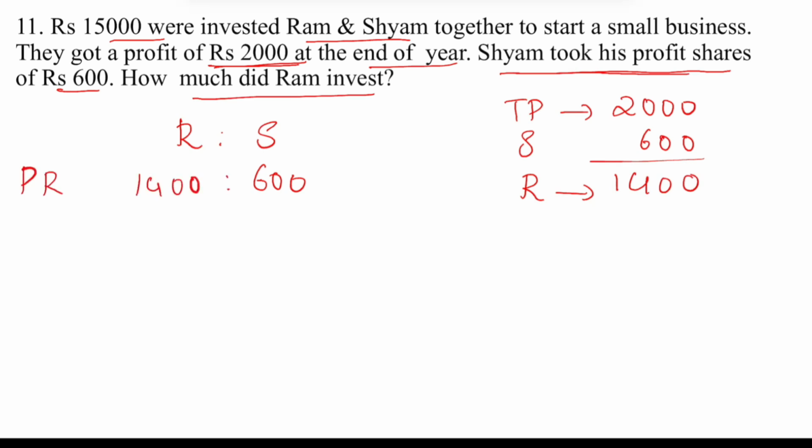So, the profit ratio is how much? 1,400 is to 600, which is equal to 2 threes are 6, 2 sevens are 14. Therefore, 7:3 is the profit ratio of Ram and Shyam. We know the profit ratio is always equal to the investment ratio. Investment ratio is equal to profit ratio, or profit ratio is equal to investment ratio, meaning the same. So, this is also the investment ratio. Now, we know the total investment. It is how much? 15,000. And total in parts is how much?